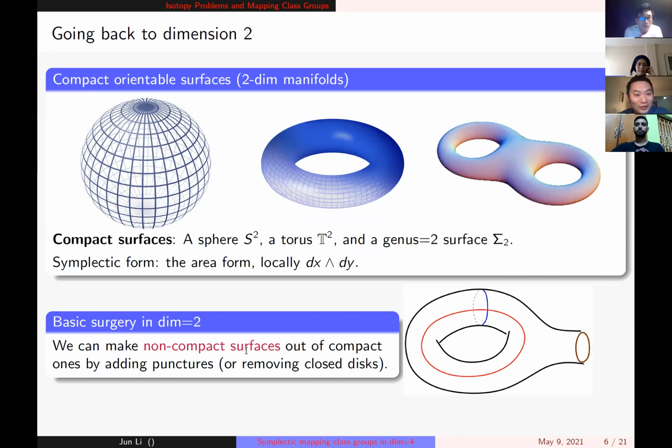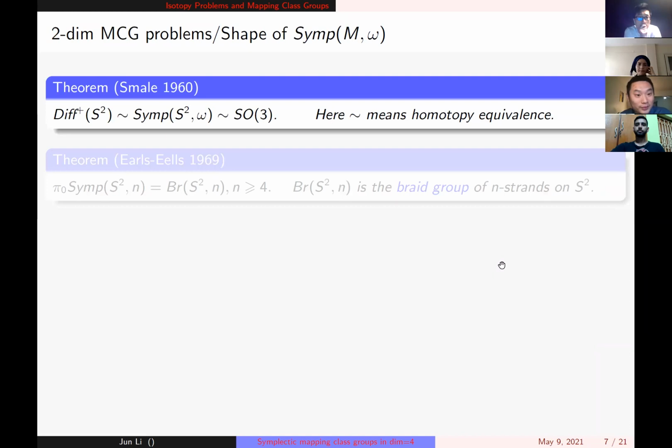So we want to think about the mapping class group of the compact object and the non-compact object. The first theorem is due to Smale. We have a theorem on S2. Normally, things are easier for the spheres in dimension 2, unless you are thinking about some displaceable or non-displaceable Lagrangians, just as you talked about yesterday. Okay, but yeah, for us, S2 is an easier case.